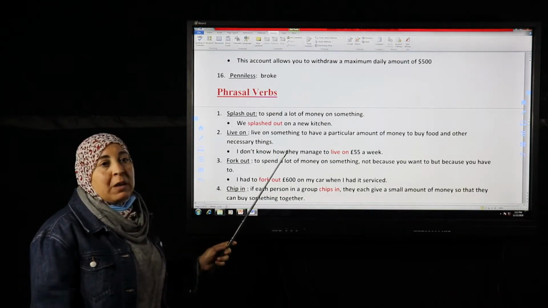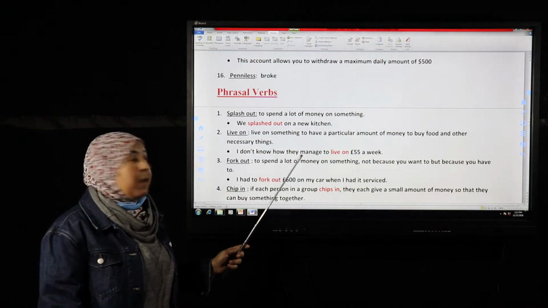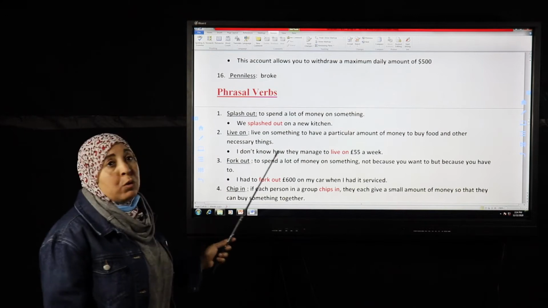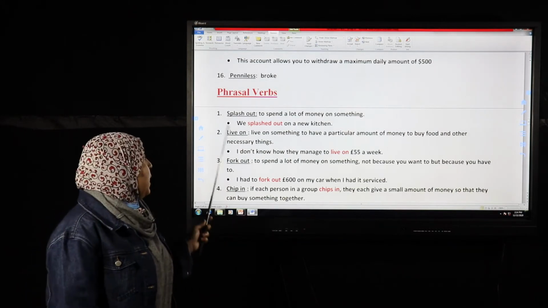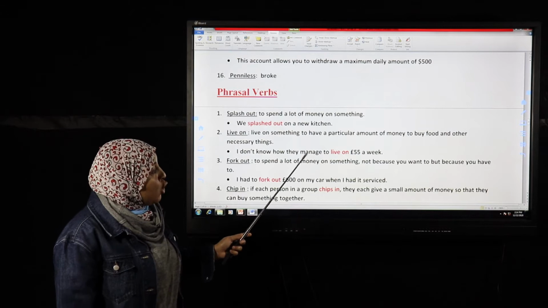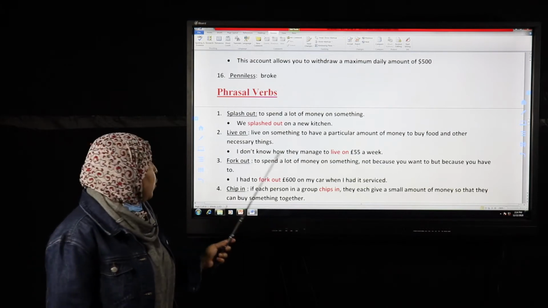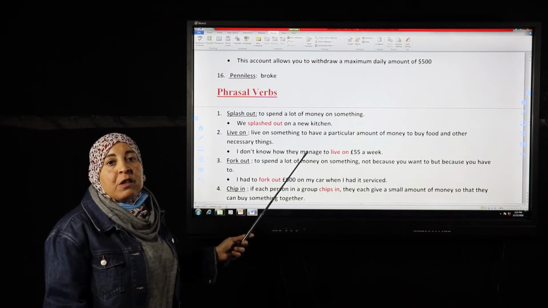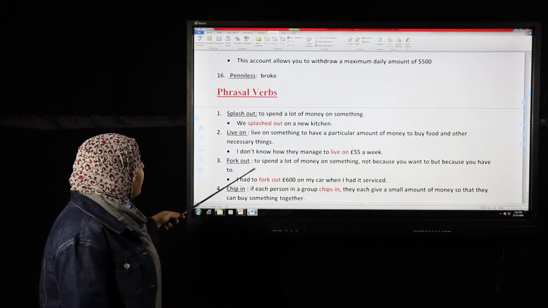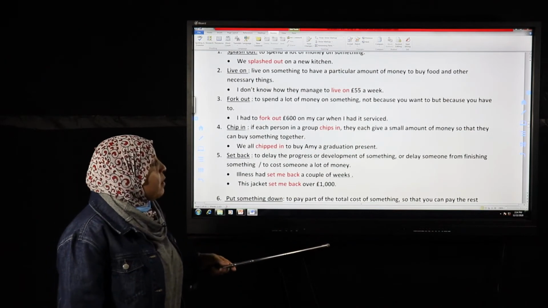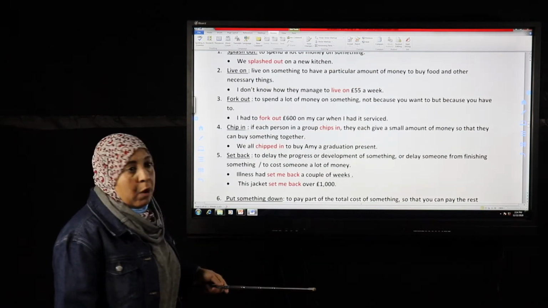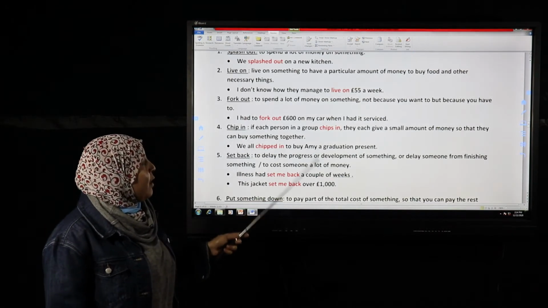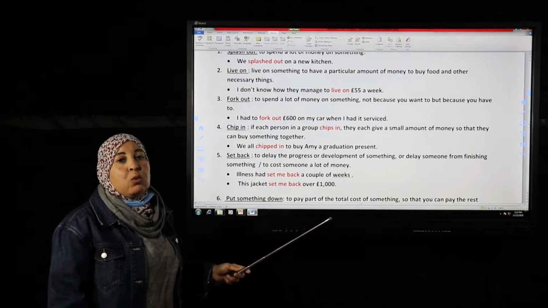To spend a lot of money on something, especially when you are shopping. When I say we splashed out on a new kitchen. Number two, live on, to have a budget for yourself. For example, live on something: to have a particular amount of money to buy food and other necessary things for you. Example, I don't know how they manage to live on 55 a week. Fork out, to spend a lot of money on something, not because you want to, but because you have to. For example, I had to fork out 600 on my car when I had it serviced. So I am doing this unwillingly.